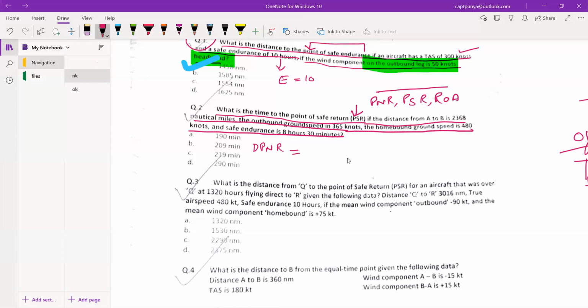So distance to PNR was nothing but E times O times H divided by O plus H. Now guys, one thing is very important in this question. See, the safe endurance is 8 hours 30 minutes. So the E is your 8 hours and 30 minutes. Now how will we convert this into hours? See, 8 is already in hours, and how will we convert 30 minutes? 30 minutes means 0.5 hour, right? Half an hour. So what is my endurance now?